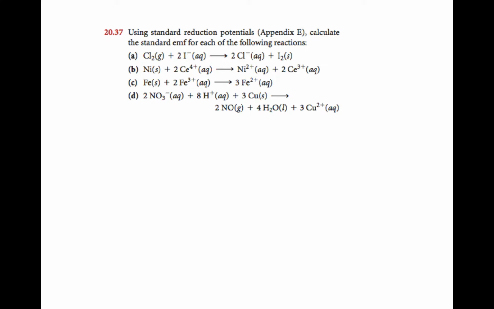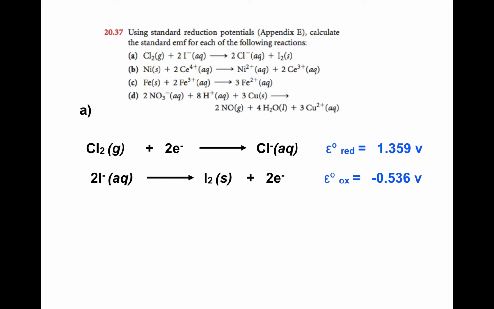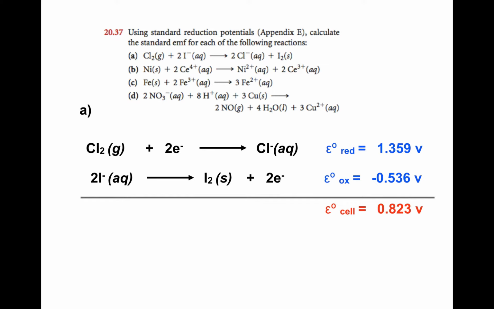Using standard reduction potentials, Appendix E, calculate the standard EMF for each of the following reactions. Well, we look up on the reduction potential table what the reduction potential is for chlorine, and we look up the reduction potential for iodine, switch iodine around and turn it into an oxidation potential, change the sign and add them together to get the voltage. So it's the same with the rest, right?